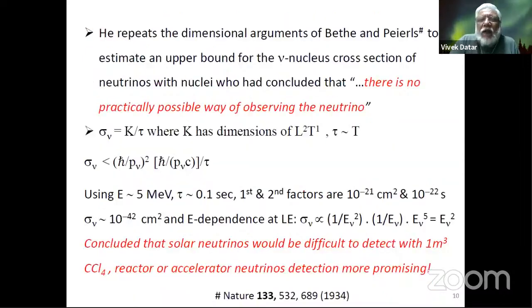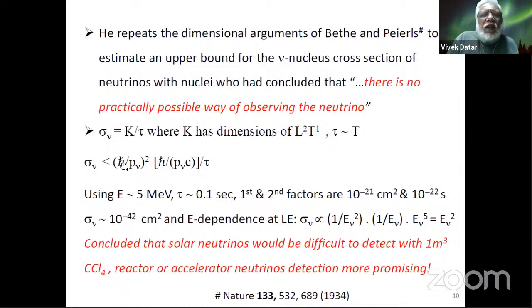But before I come to that, let me go back to the proposal of Pontecorvo, where he repeats the dimensional arguments of Bethe and Peierls to estimate an upper bound for the neutrino nucleus cross section. Bethe and Peierls had concluded in that Nature paper of I think 34 or so that there is no practically possible way of observing the neutrino. The argument they used was basically dimensional. You produce a cross section with a quantity like L squared times T, and the physics is actually in this tau, which goes like T, corresponding to the lifetime of a beta decaying nucleus.